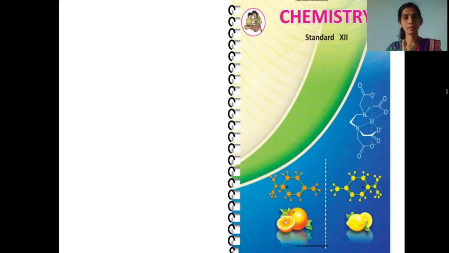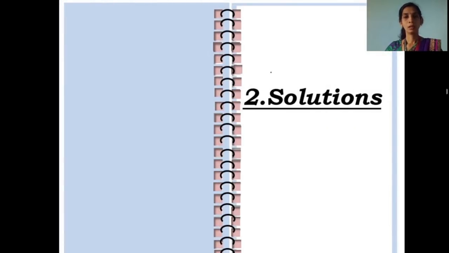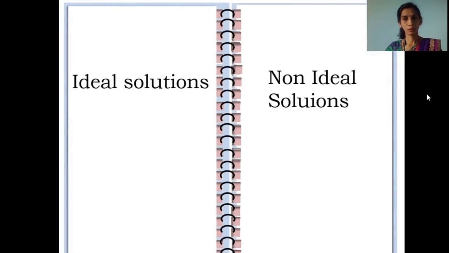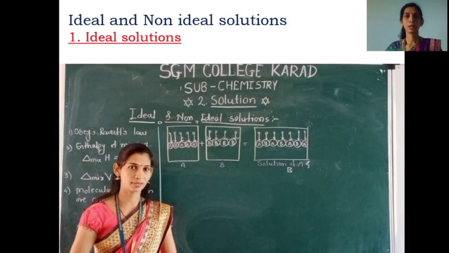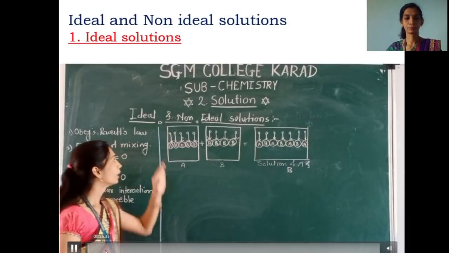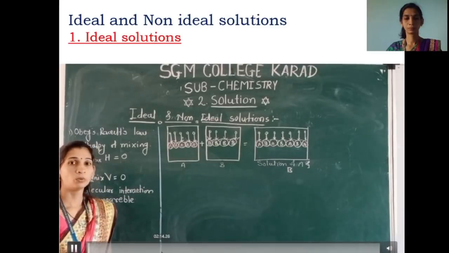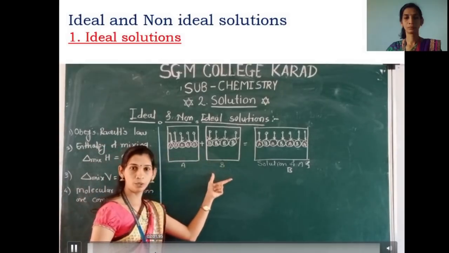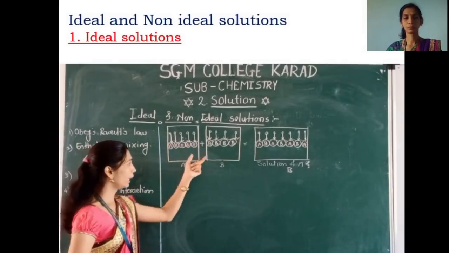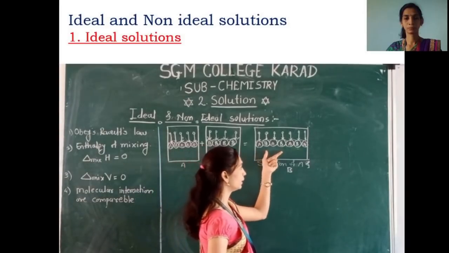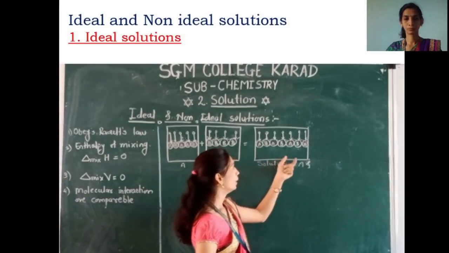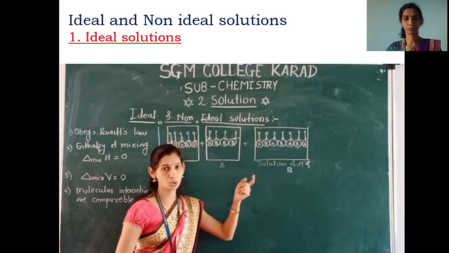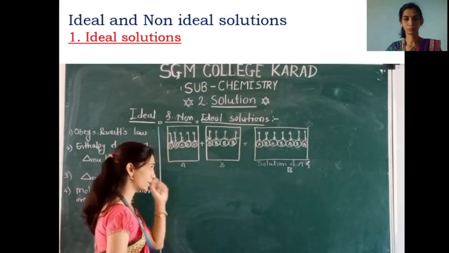In the previous lecture, we discussed solutions and vapor pressures. Now in this lecture, we start a new topic, that means ideal solutions and non-ideal solutions. For that, we take two volatile liquids, liquid A and liquid B. We mix liquid A and liquid B with each other and form a solution AB. That means it is our solution of these two volatile liquids.